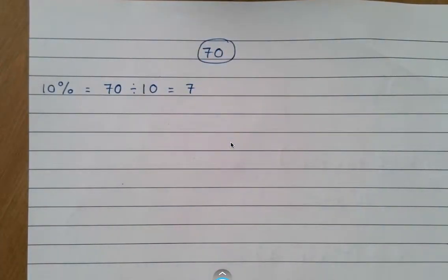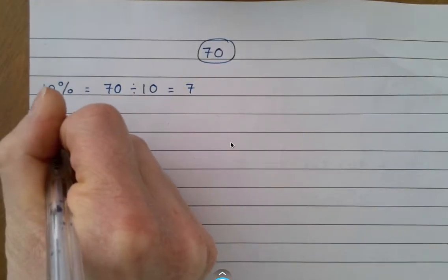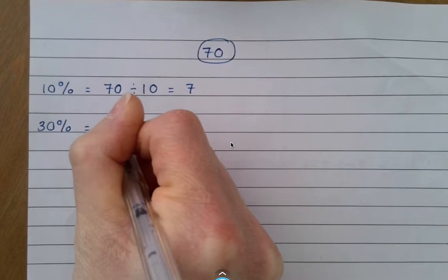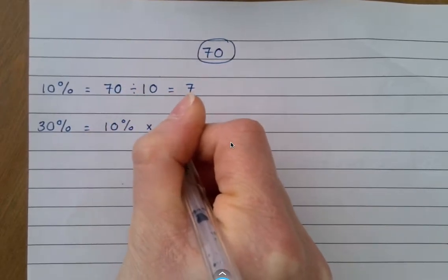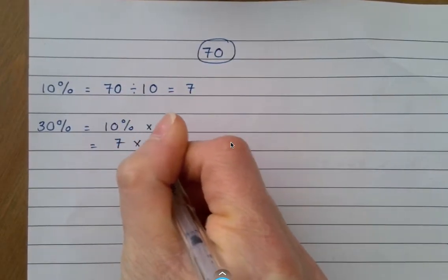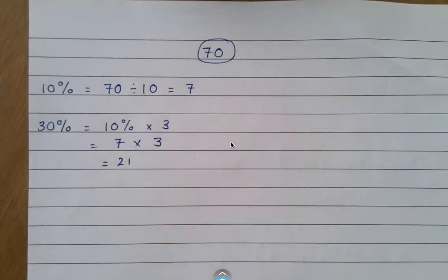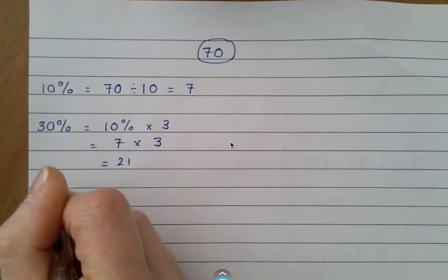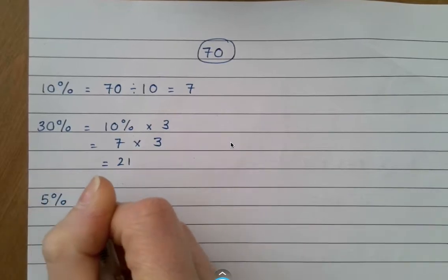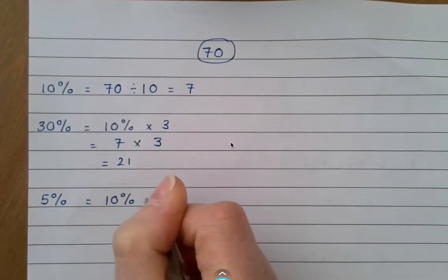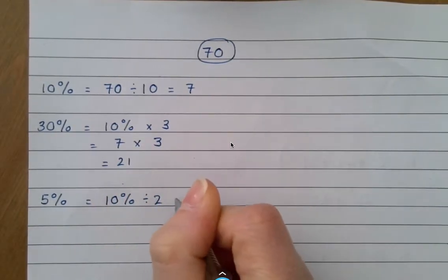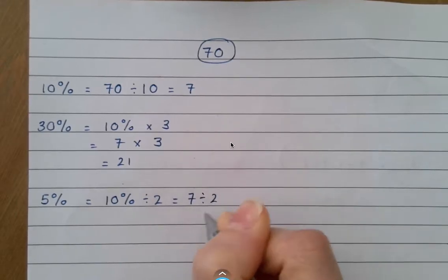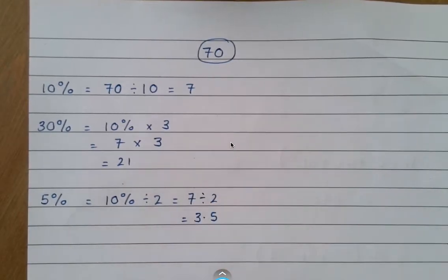And I can use that now to find lots of other percentages. So for example, 30% would be 10%, which is 7, multiplied by 3. So it would be 7 times 3, so I'd get 21. Okay? 5% would be 10% divided by 2. So that would be 7 divided by 2. So I would get 3.5.